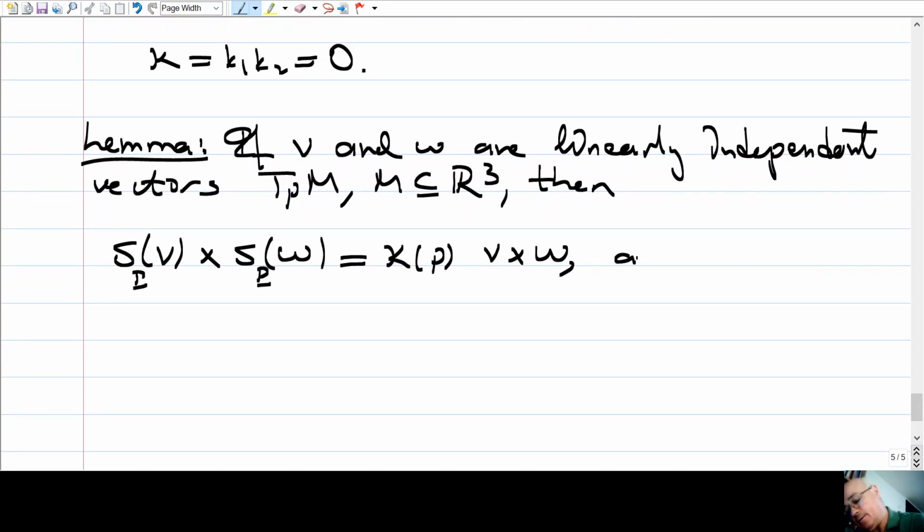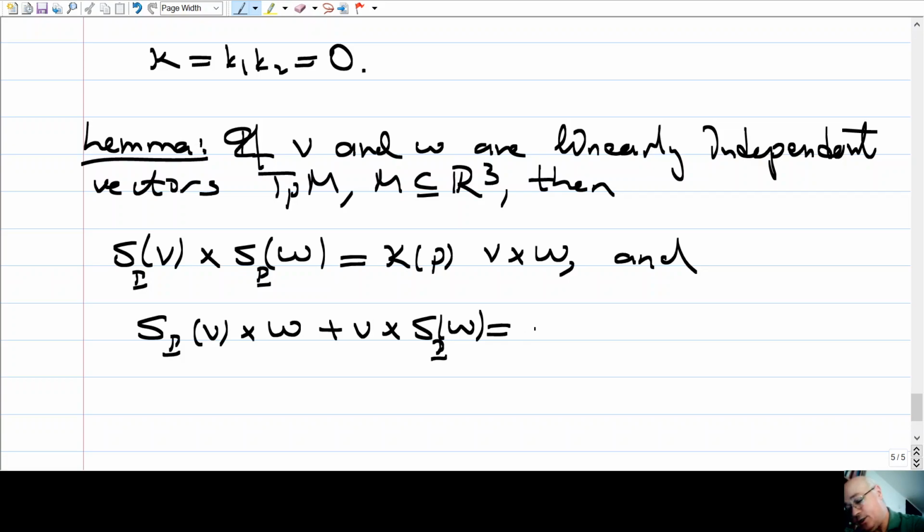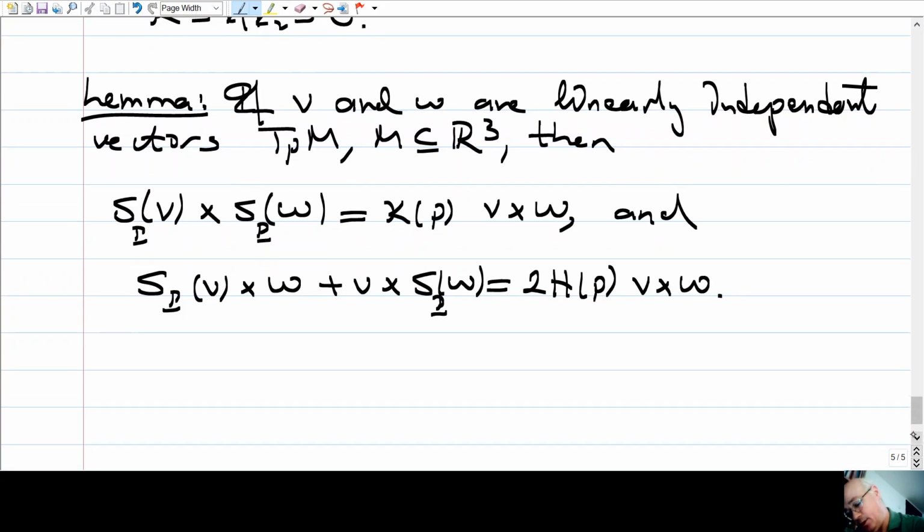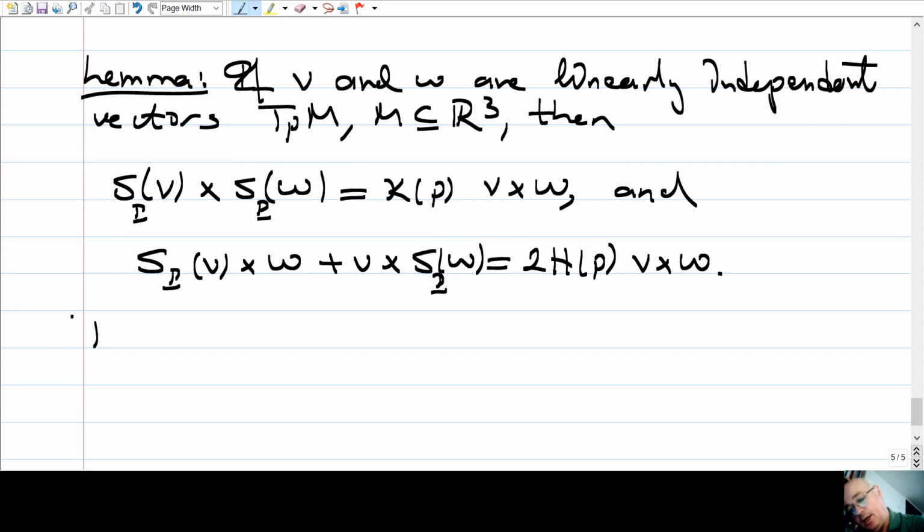The other statement is this: S_P(V) cross product W plus V cross product S_P(W) is just 2 times the mean curvature times V cross W. And the proof is very simple.